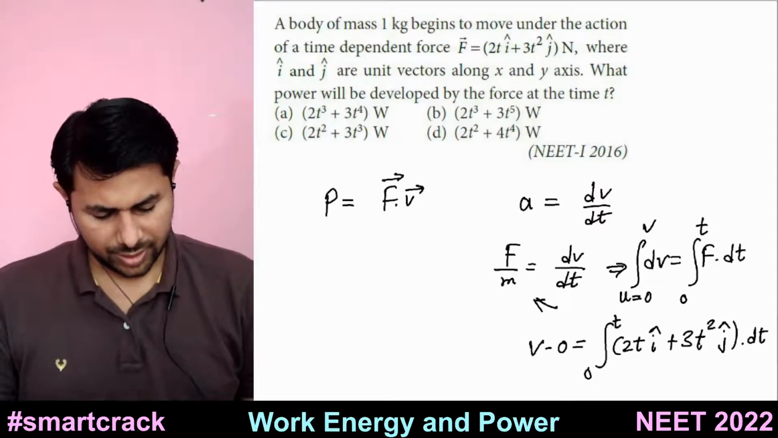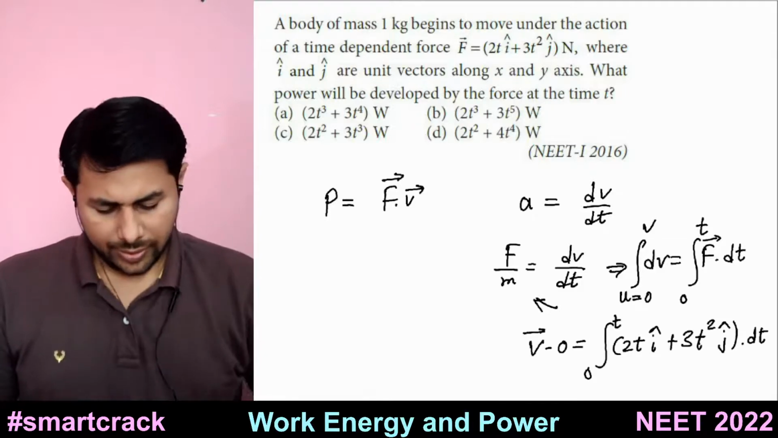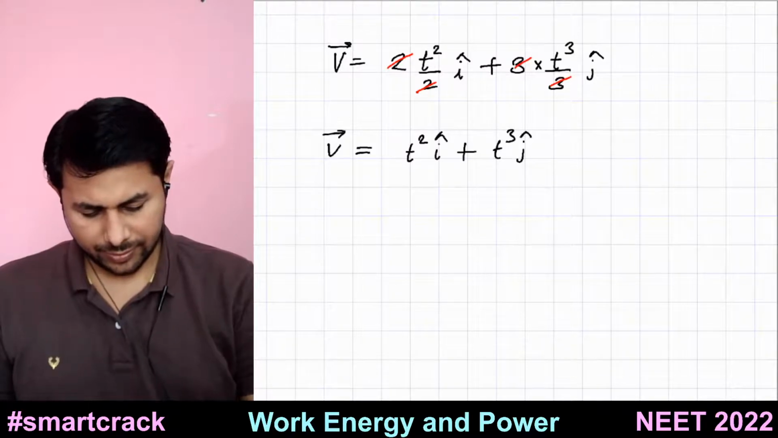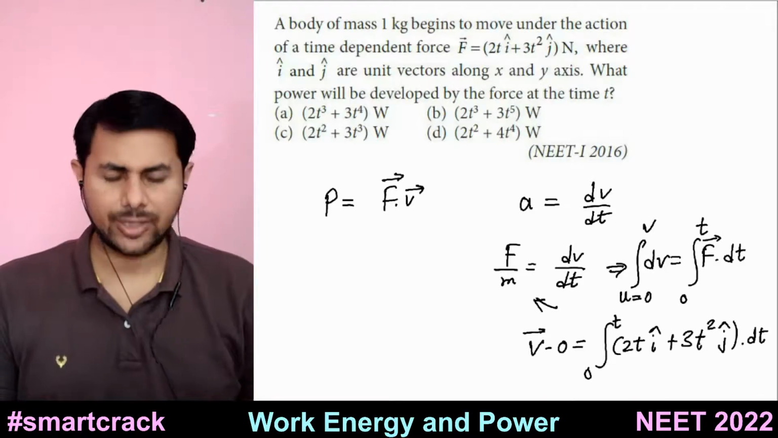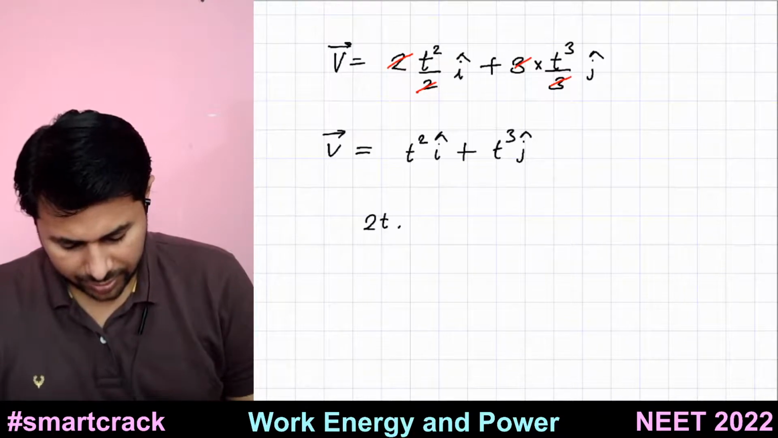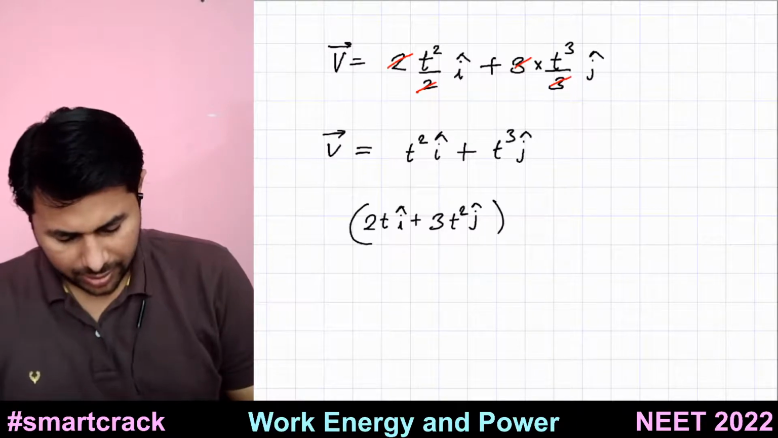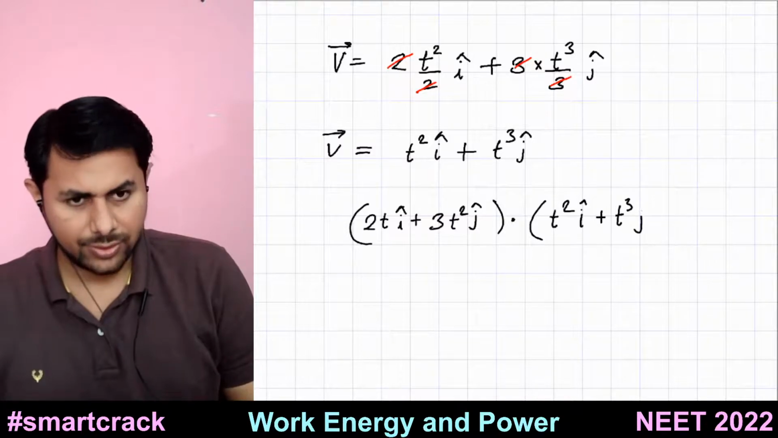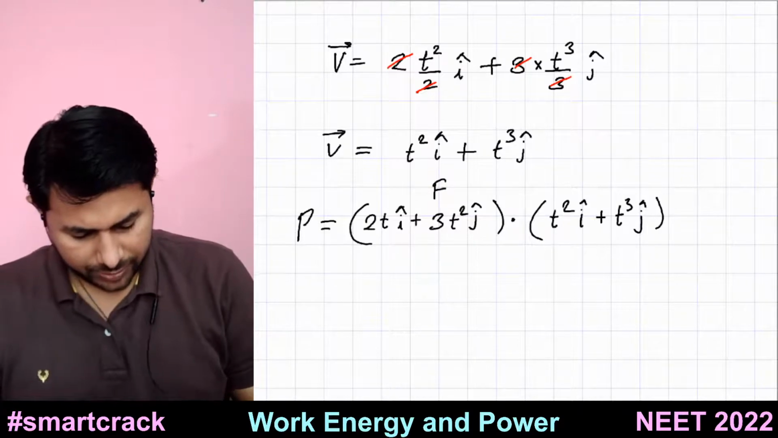Okay, and this is all vector. So then we wanted to find out power. Power is the product of force and velocity. So let's find it out. What is force? 2t i cap plus 3t square j cap. So this is 2t into i cap plus 3 times t square into j cap, and we have t square into i cap plus t cube into j cap. Okay, this is force, this is velocity.